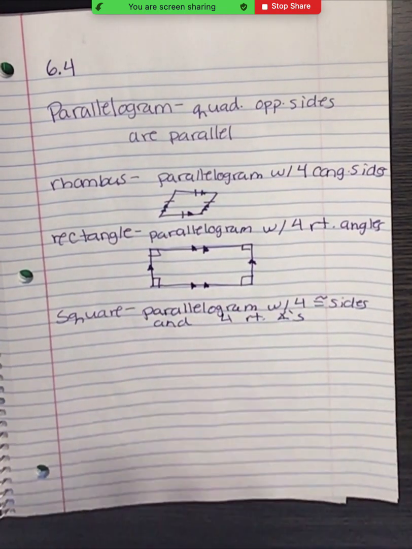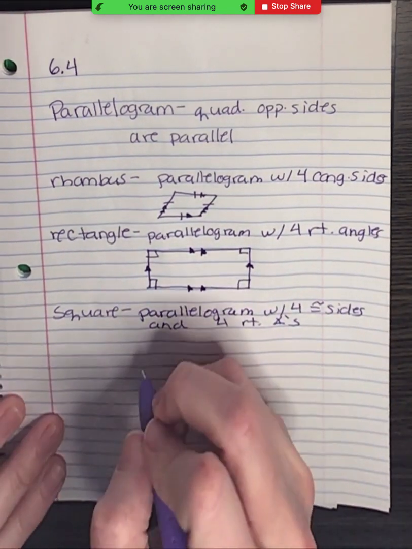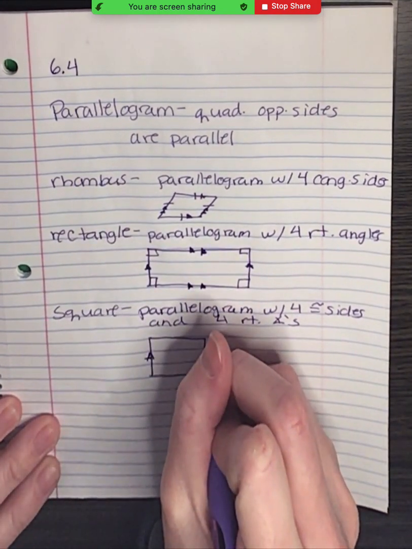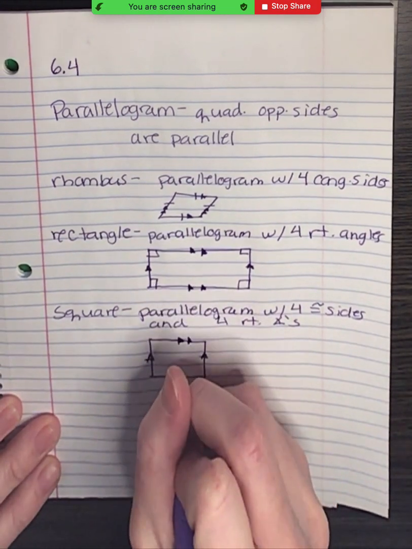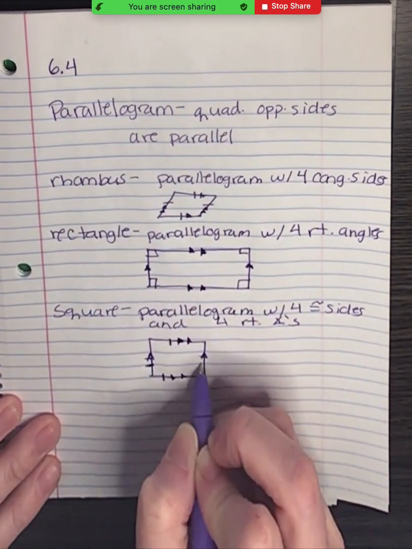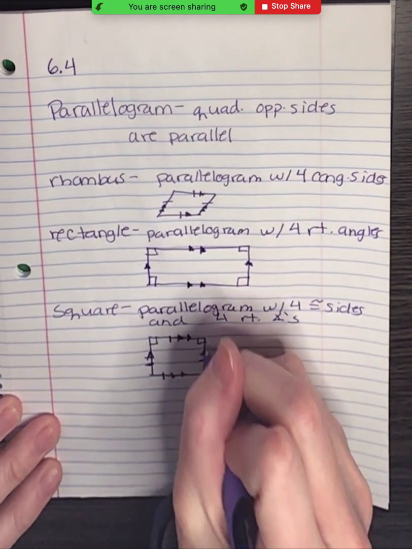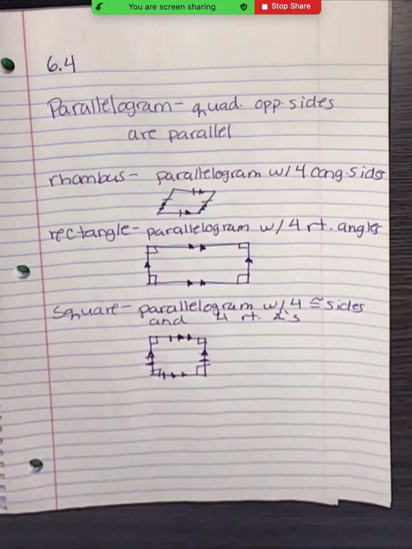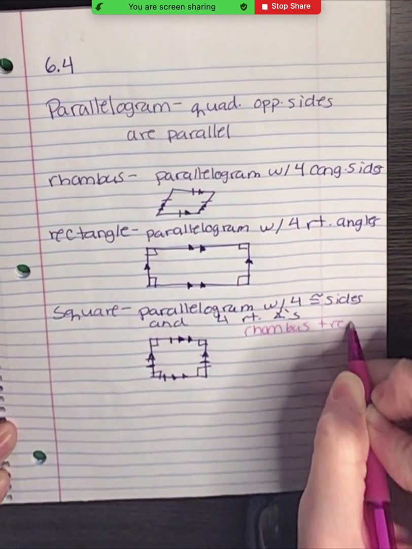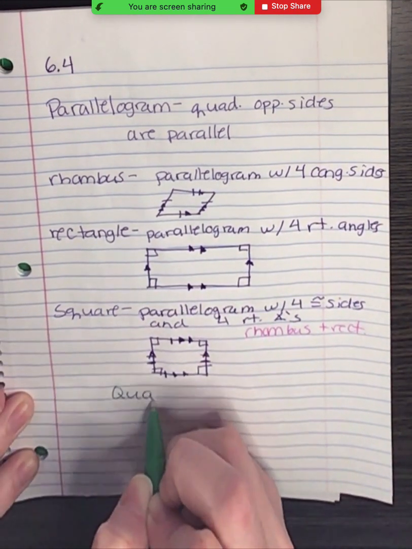So all the properties of parallelograms that you already learned apply to these 3 figures because they're all parallelograms. So a square, when you think about it, these are parallel, these are parallel, 4 congruent sides, so these are all congruent, which makes it a rhombus, and then these are right angles, which makes it a rectangle. So a square is a rhombus and a rectangle.